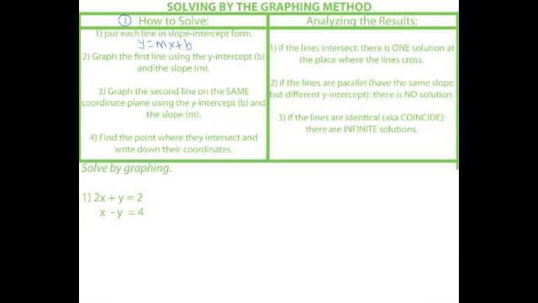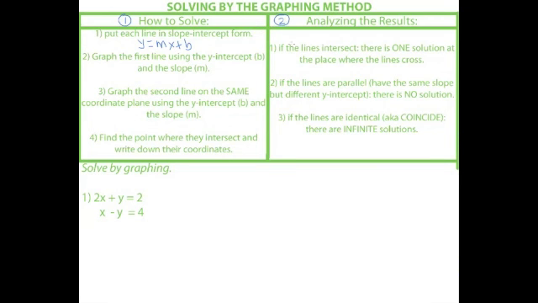Once you've graphed that line, you're going to go to number 3. You're going to go to the second equation and do the same thing, but you're going to graph it on the same axis. So you're not going to start a new graph. You're just going to plot it right on the same coordinate plane that you have the first line on, because the point of it is that in step 4 you want to see where the two lines intersect, if they even do intersect.